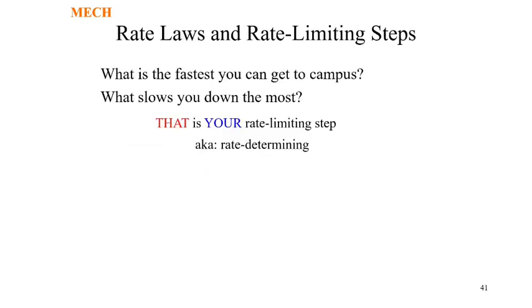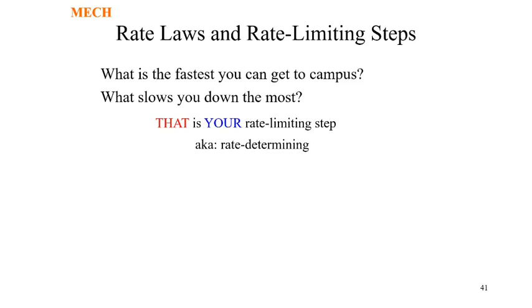So, if we're thinking about rate laws and rate limiting steps, think about how long it takes us to get to campus. Right now, it's an infinitely long time to get to campus because campus is shut down. We're not allowed to be there. But if we looked back when we were allowed to be on campus, what slowed us down the most in that time to get from home, or wherever you are, to campus? That is your rate limiting step. That's your rate determining step.